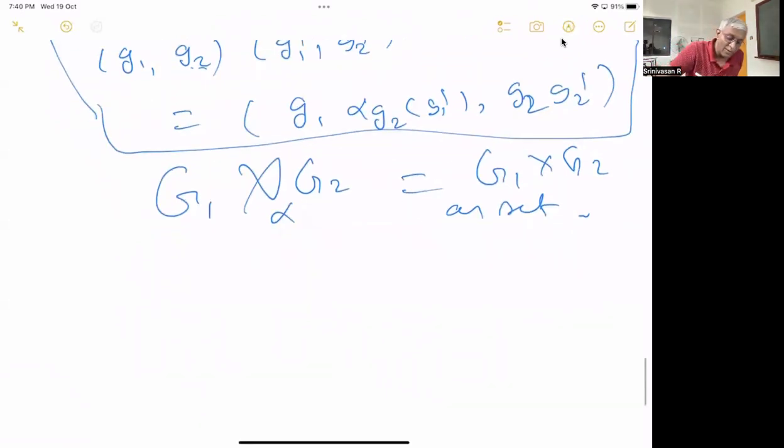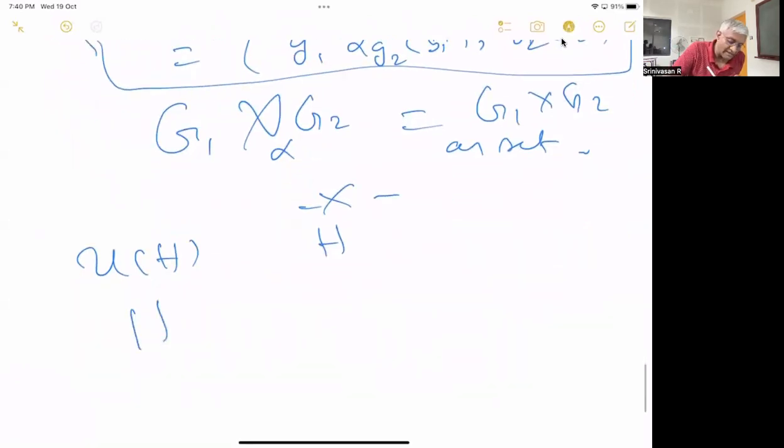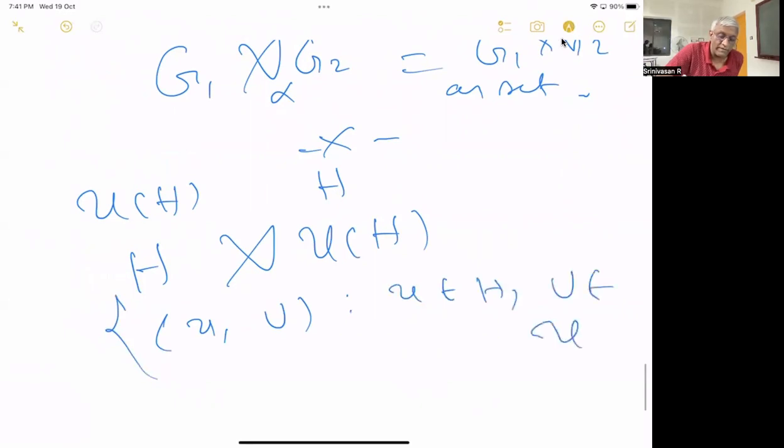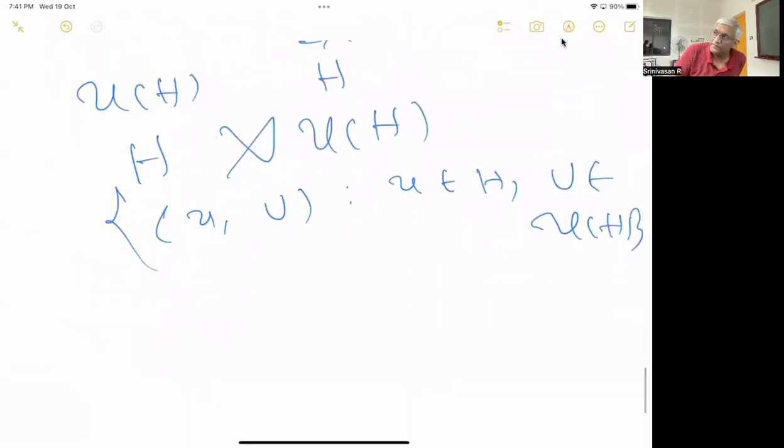The reason is you can take U of H, which is a group. U of H is unitary. Unitaries are acting as automorphism on H. So you can talk about H of U of H. This is a group. This group will look like some U, where U in H and U in U of H. This is how it will look like. This is a direct product of these two things.